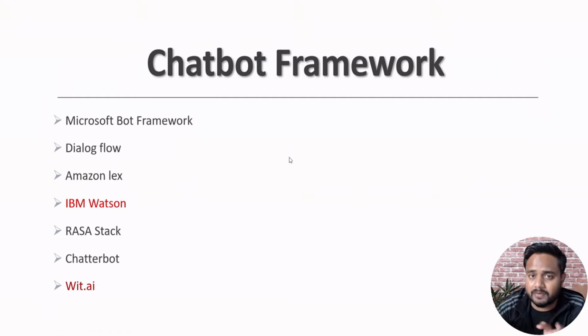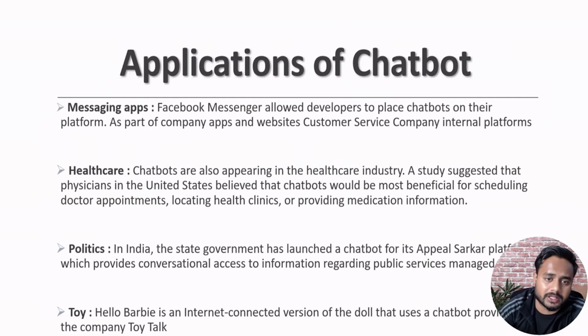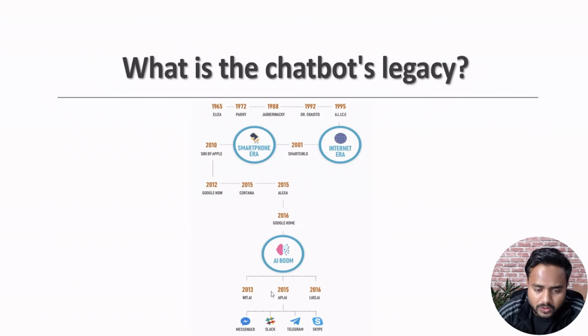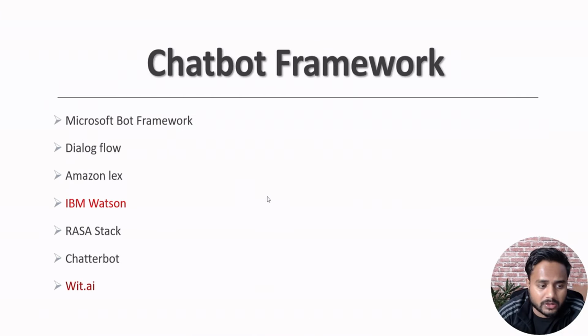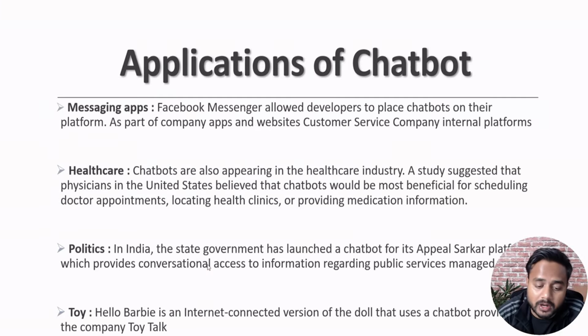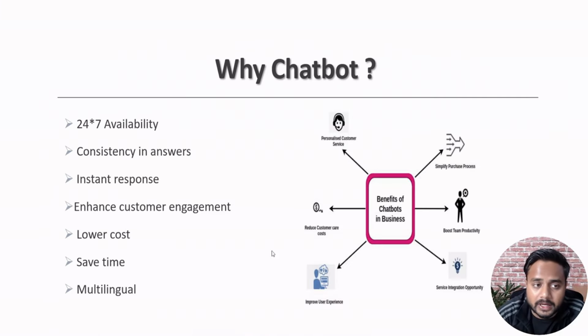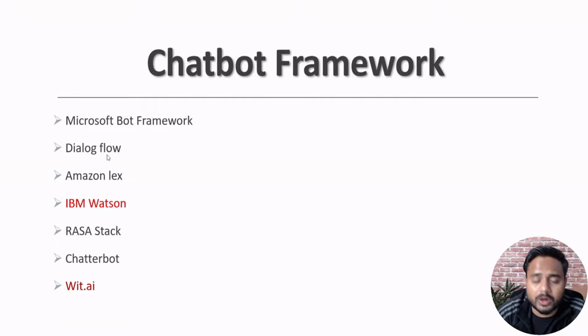Now coming to the framework part, right? So Microsoft Bot Framework, as I told you. Here in this particular slide, you can see 2013 wit.ai. It's a Facebook product. API.ai, okay, it's a Google product. Now Google has acquired it, and the name has been changed to Dialogflow.